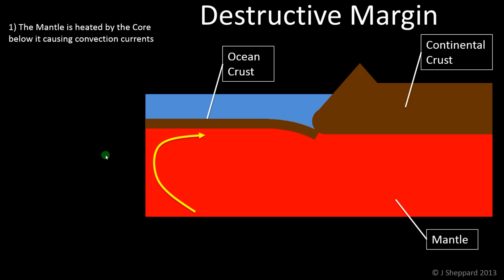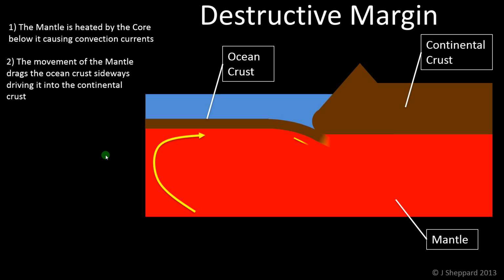So the total amount of crust on the surface of the Earth isn't changing, we're just creating it in one place and destroying it in another. So the next step is the movement of the mantle drags the denser ocean crust underneath the continental crust. This ocean crust sinks underneath here, and there's a lot of friction involved in this process as the two rub together. So you do get some earthquakes as well at these boundaries.